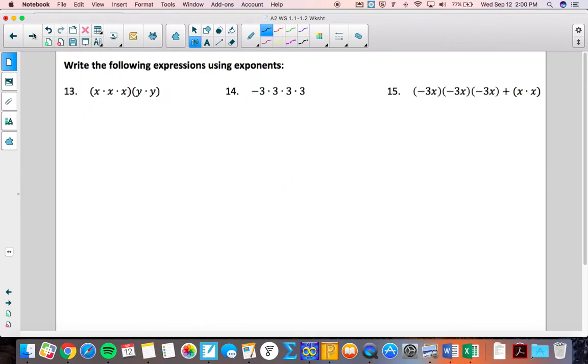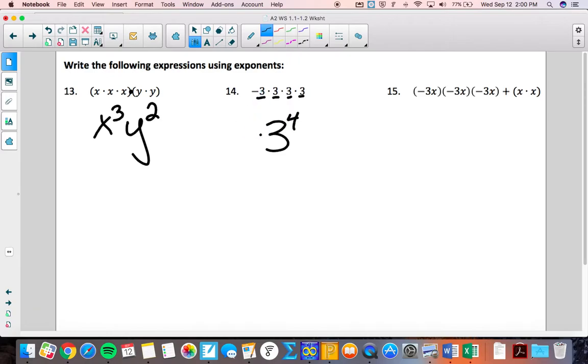Write the following expressions using exponents. So here the base is x, and there's 3 of them getting multiplied together, so it's x to the 3rd, times y to the 2nd power, because there's 2 y's getting multiplied together. We don't actually have to write the dot down, we can leave the dot off. Here, what's getting multiplied together repeatedly? 3. This is 3 to the 4th power.